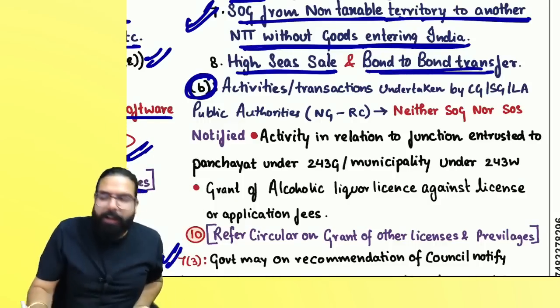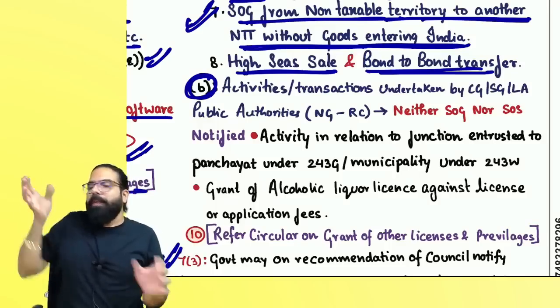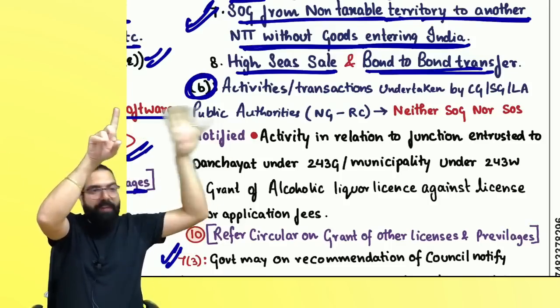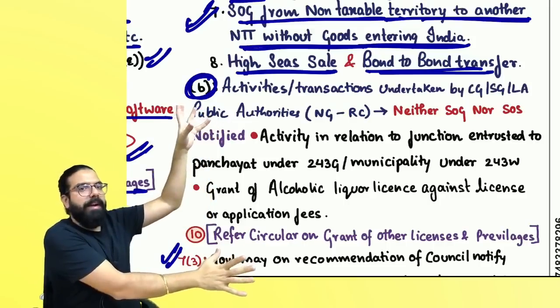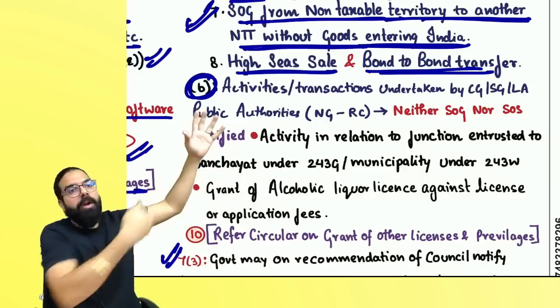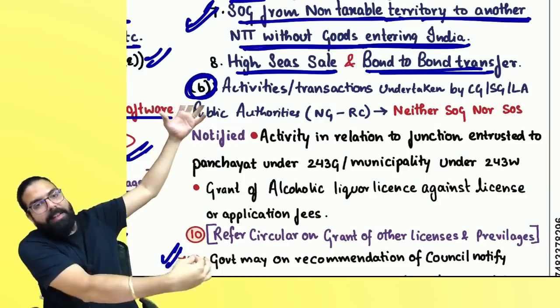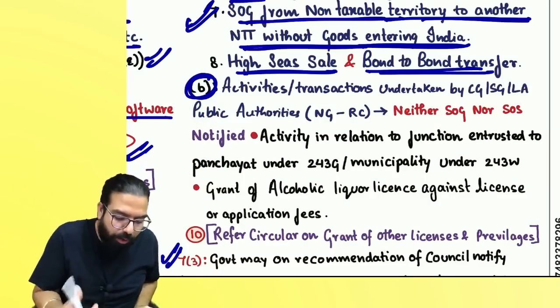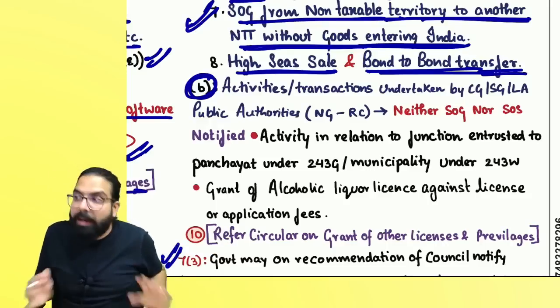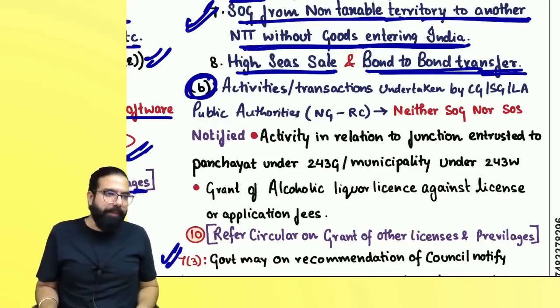Bond to bond transfer: my goods have come to the customs port, I have the bill of lading, and I transferred my goods to the warehouse. If I transfer the bill of lading for that warehouse sale to someone, that person will now go and clear the goods from the customs warehouse. So when the goods are in the customs warehouse, if I sell the goods to someone else, that is also known as bond to bond transfer. And for bond to bond transfer under GST, there will be no GST. Can I go ahead, everyone?